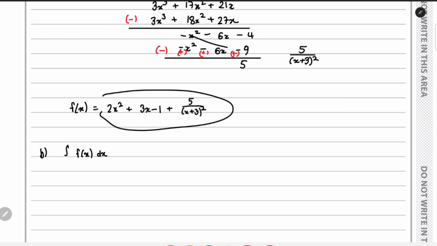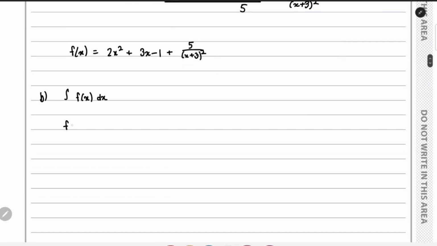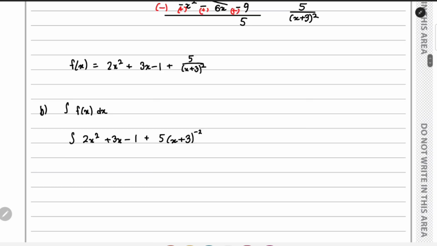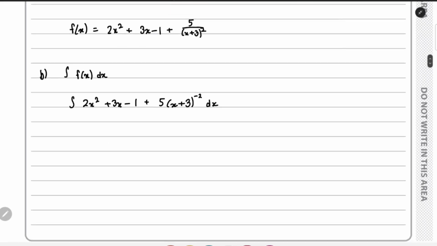We'll use this form over here. So f of x can be written as 2x² + 3x − 1 + 5 times (x + 3) to the power −2. If I move the denominator to the top, the power's sign will flip.